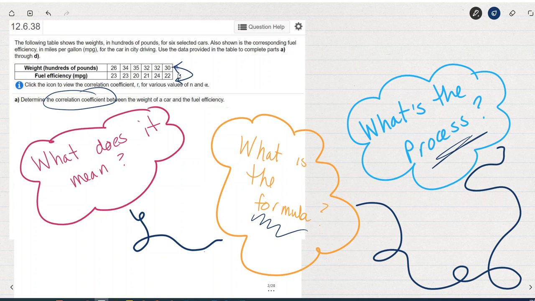6 cars, which, do you notice that 6 cars really isn't that much? So we're going to have to see a very close relationship with there being only 6 cars in order to call it something significant. However, what we're looking for is how closely related the weights are to the fuel efficiency, and that's what the correlation coefficient is going to tell us.